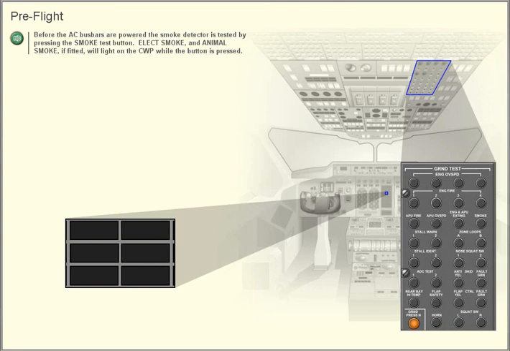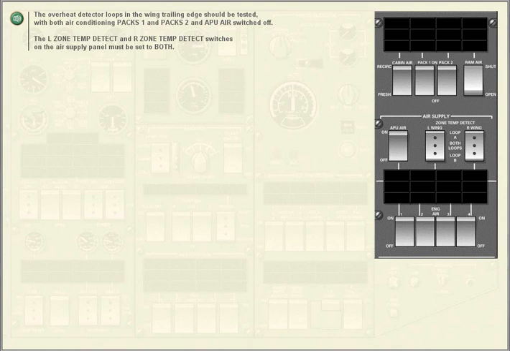Pre-flight. Before the AC bus bars are powered, the smoke detector is tested by pressing the smoke test button. Electrical smoke and animal smoke, if fitted, will light on the central warning panel while the button is pressed. The overheat detector loops in the wing trailing edge should be tested with both air conditioning packs 1 and 2 and APU air switched off.